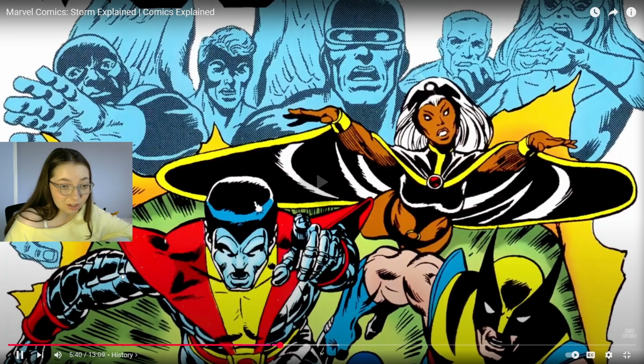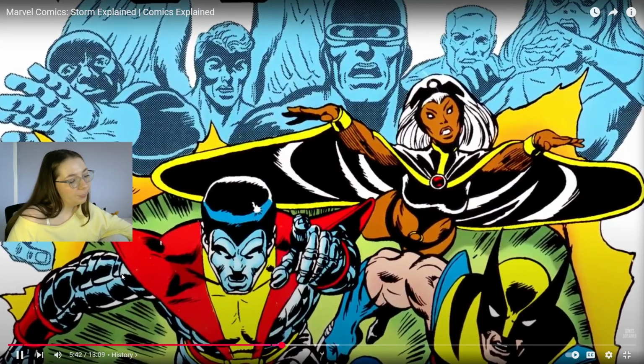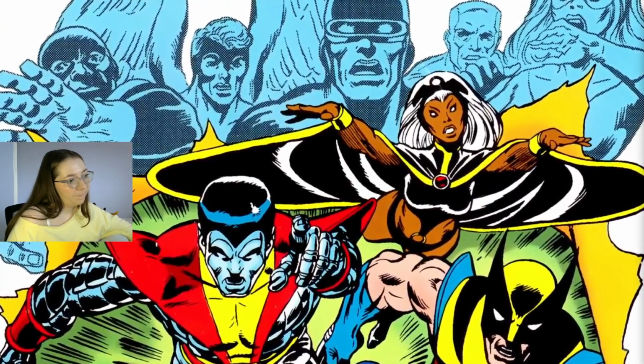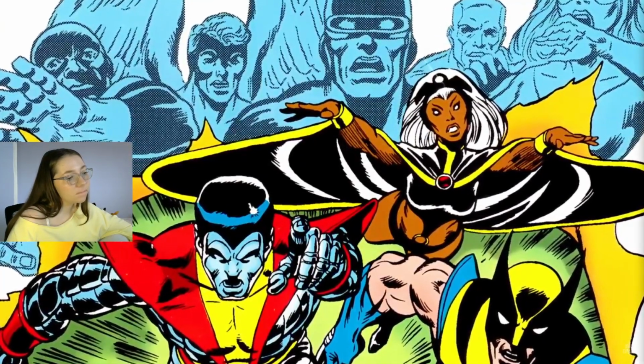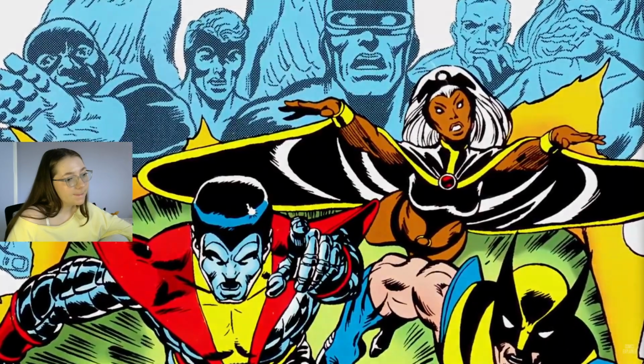This is Storm. So again, wrapping this story back around, Storm initially appeared in Giant Size X-Men issue number 1 and was created by artist Dave Cockrum as part of the new Marvel lineup in an effort to relaunch the brand.